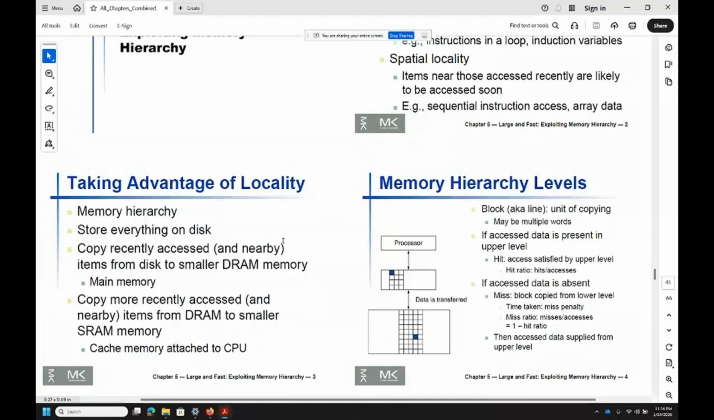So we previously learned about word addressed memory versus byte addressed memory, right? So byte addressing is when you copy one byte, address one byte at a time. So when your processor accesses one byte at a time, it's a byte addressed memory.